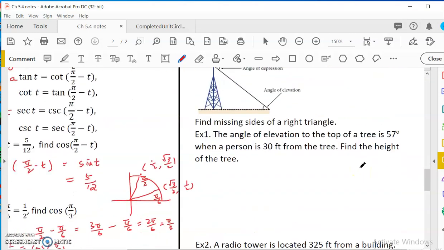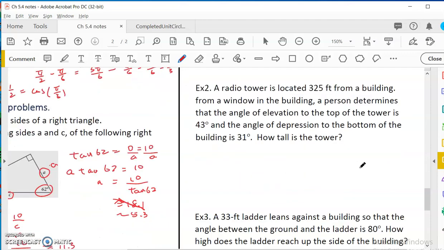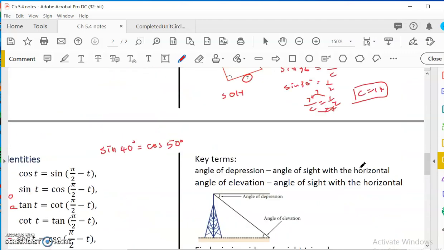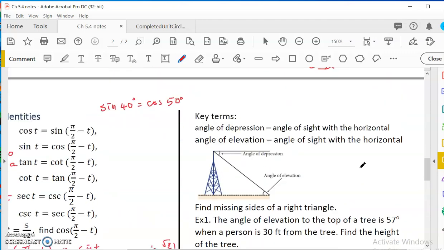So another word problem would involve observing something in a distance with angle of elevation and angle of depression. Angle of elevation is, suppose someone is here and this person observes something at the top of the tower.